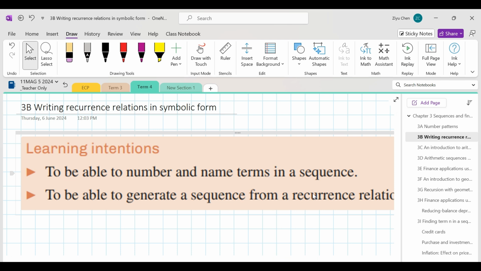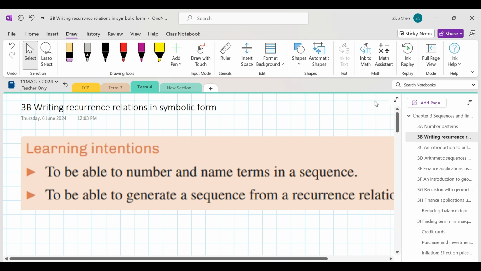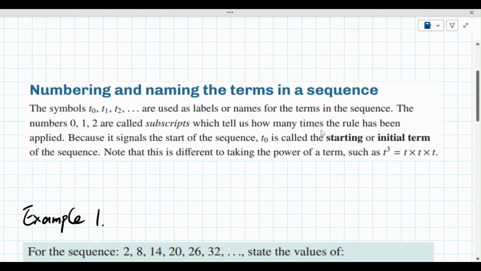And today we're going to start with the next topic, which is writing the recurrence relations in symbolic form. So, what is the recurrence relation first? I need to let you guys understand. In this section, we can name and label each term to make them easier to refer to, and then we need to know the values and rules of the sequence by writing down the recurrence relation for this sequence.